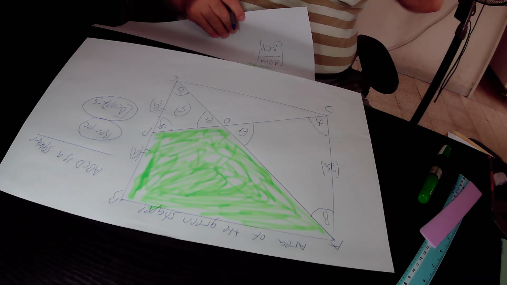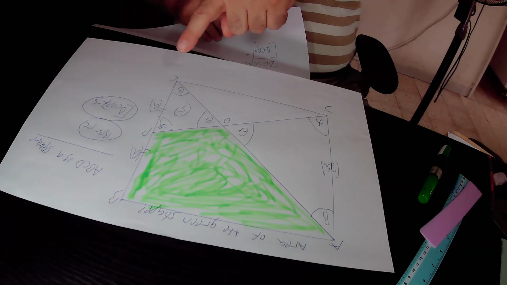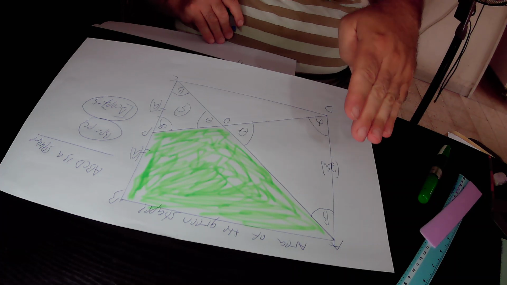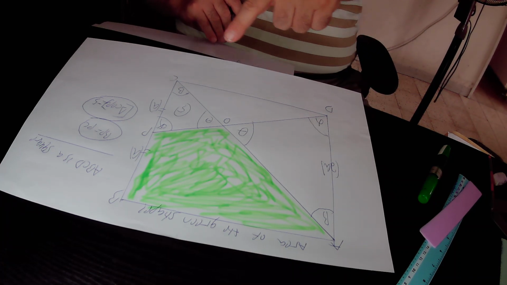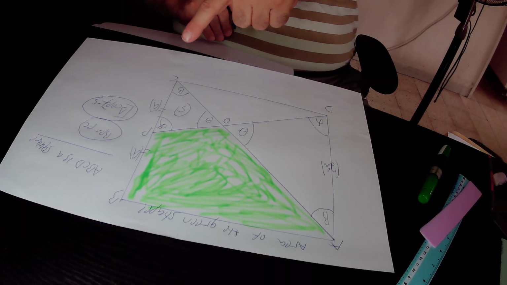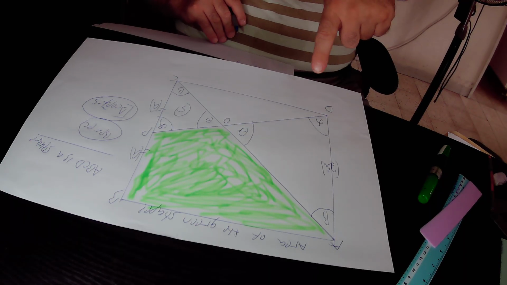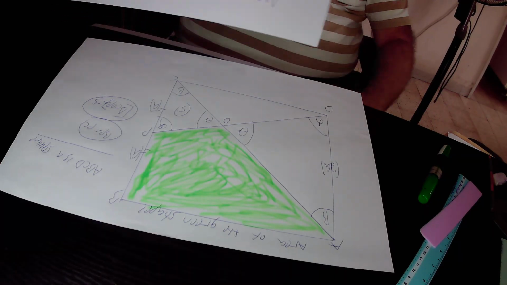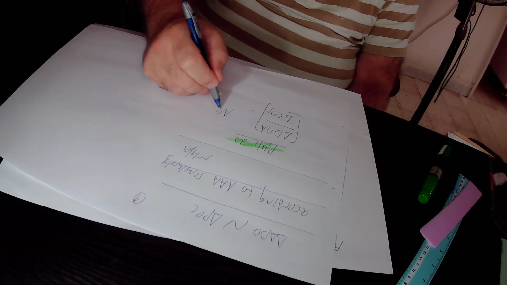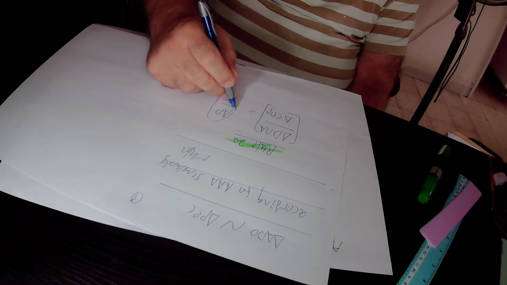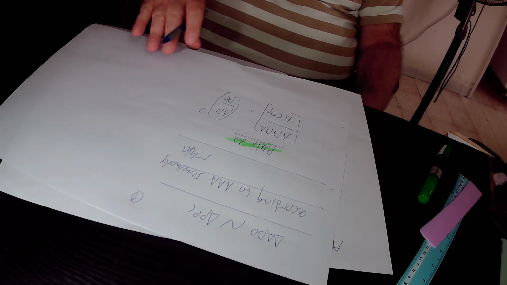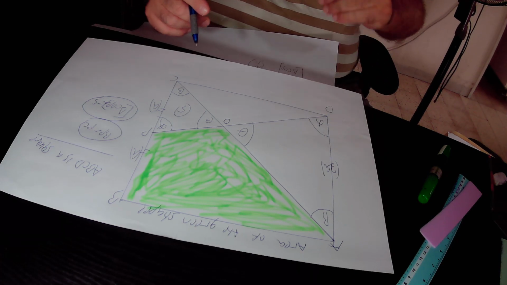Side AD in triangle ADO is the corresponding side of side PC. Why? Because side AD is in front of angle theta, and side PC in triangle POC is also in front of angle theta. And the square of the ratio of those two corresponding sides is of course AD over PC squared. So this equation is the implementation of rule 22 on those two similar triangles DOA and POC.